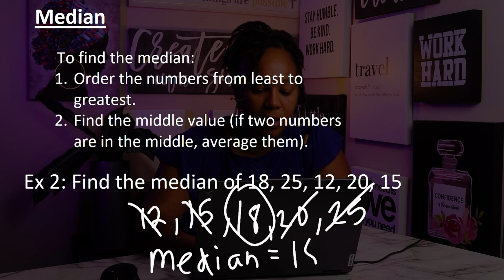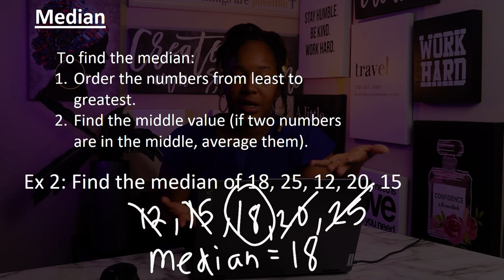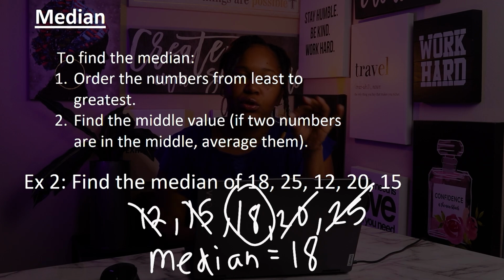That's the number in the middle. And that's one way that you can find one number to represent that data set. So we can use 18 to represent this data set if we choose to use the median, all right? Now, let's look at the last one. Oh, no, before we go to the last one, let's look at another example using the median, all right?